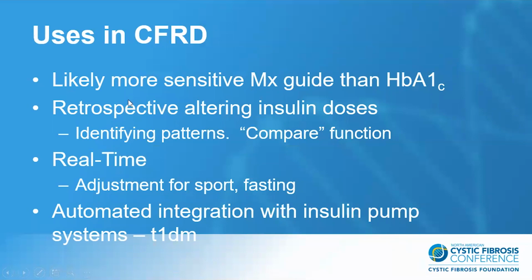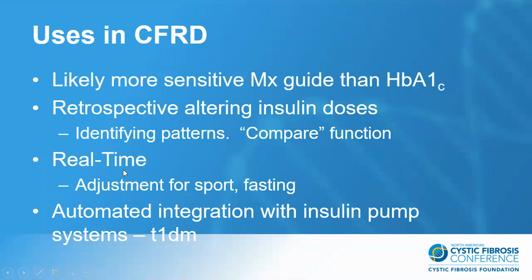But there are many potential uses in CF-related diabetes for CGM. It's likely to be much more sensitive in managing insulin therapy than just HbA1c alone, which will be lowered by hypoglycemia as well as by underlying CF. The retrospective data is invaluable in identifying patterns, allowing particular dose changes, and then use of the compare function on the software allows you to see if those changes actually improved results. And that visual ability seems to work very well with the families.